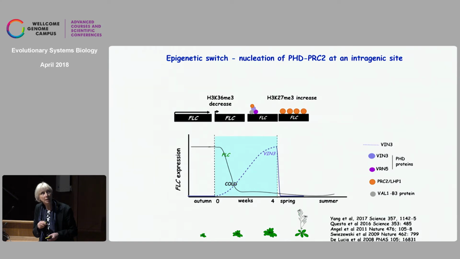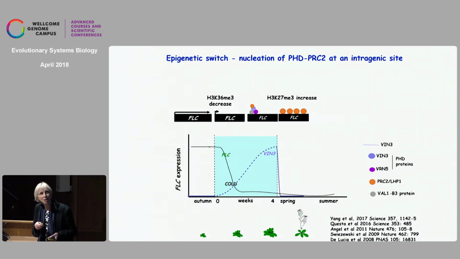So you see a decrease in what we see as the opposing chromatin state to polycomb, which is actually K36 trimethylation. So this goes down as the polycomb goes up. And so this is one cold step. But the second cold step is this where these PHD proteins come in. This is one of them, it's Vin3, which is also cold-induced. But it takes a long time to induce Vin3 to its maximal level. And that drives nucleation of this modified polycomb complex.